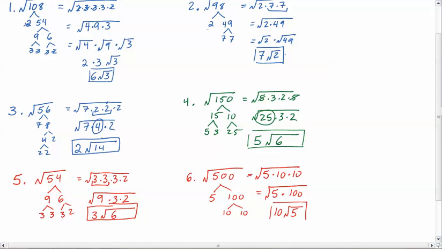So the 10 goes out, 10 root 5. There you go. That's simplifying simple radicals.